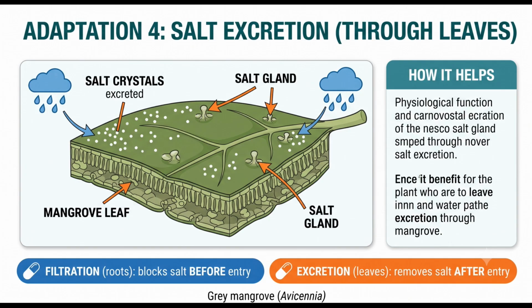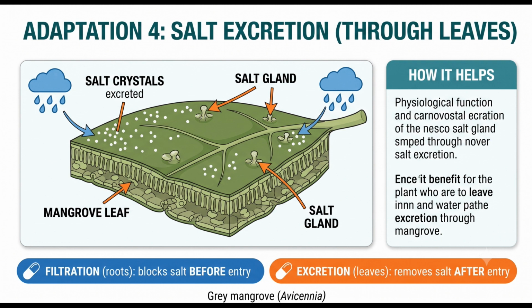You can sometimes see white crystalline deposits on mangrove leaves. That is the excreted salt. When it rains, the crystals are washed away. The key difference from filtration: salt excretion deals with salt that has already entered the plant. It removes the salt after the fact. The gray mangrove, Avicennia, relies primarily on leaf excretion.